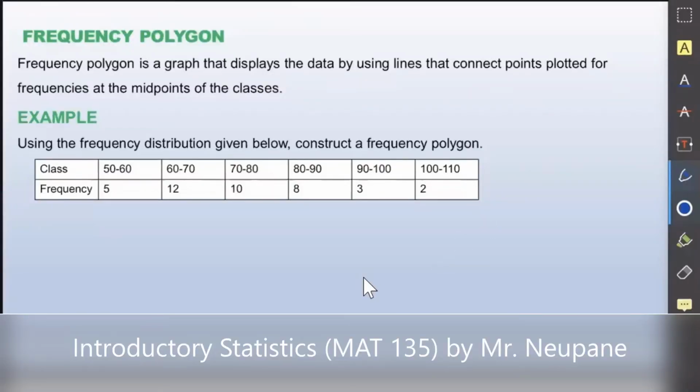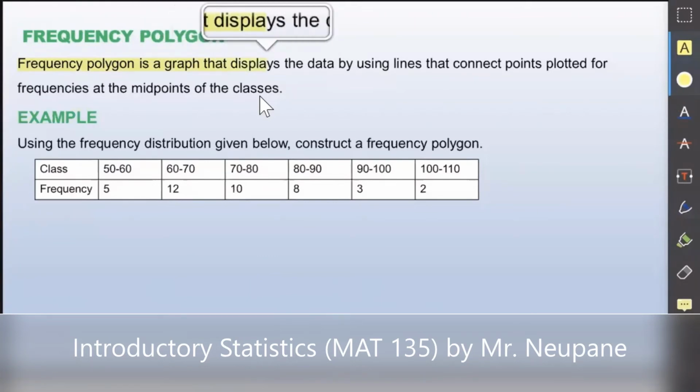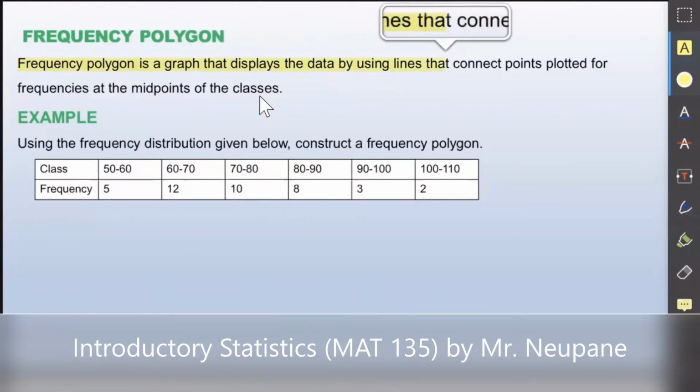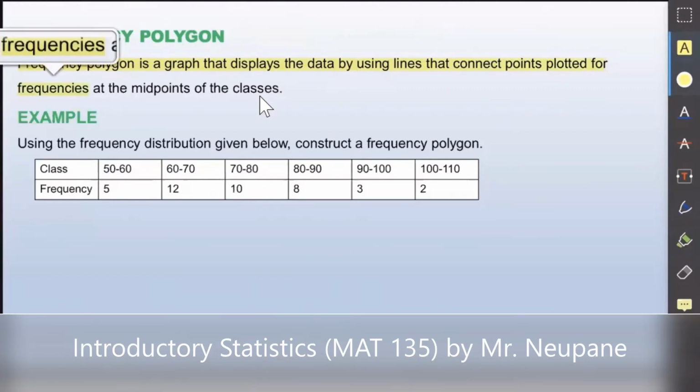In this example, we are going to look at the next way of visualizing the data, and it is using the frequency polygon. First, we are going to look at the definition of a frequency polygon, and then we are going to construct one here. The definition: a frequency polygon is a graph that displays the data using a line that connects the points plotted for frequency at the midpoint of the classes.